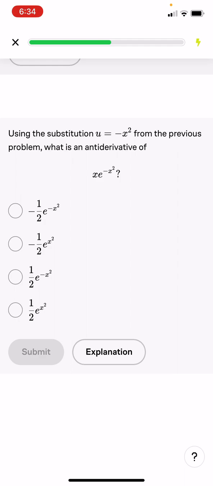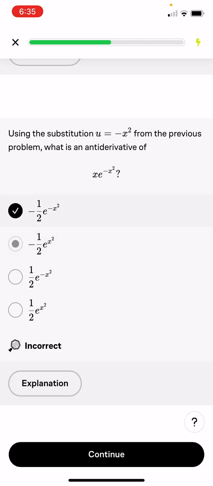Antiderivative. Antiderivative. I guess we could make it negative, like this. So close but so far at the same time. This is honestly very hard, but be honest.